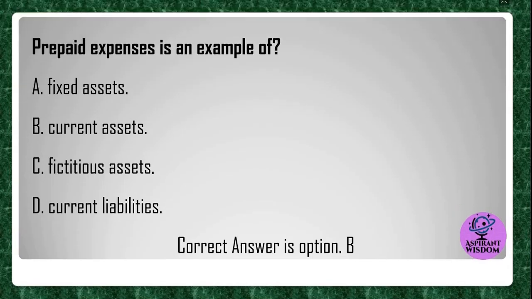Prepaid expenses is an example of: A. Fixed assets, B. Current assets, C. Fictitious assets, D. Current liabilities. Correct answer is option B.